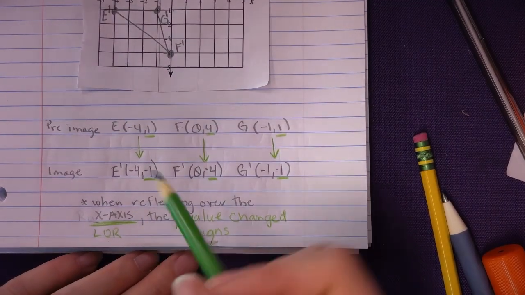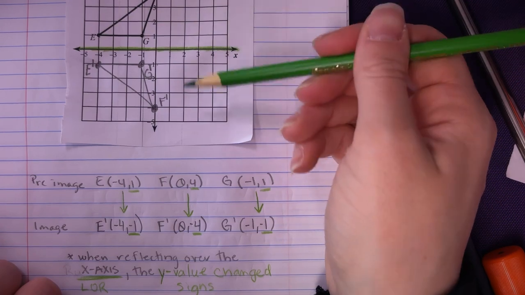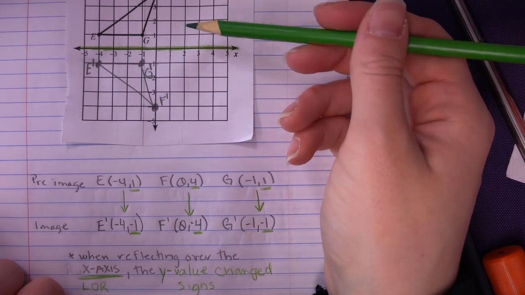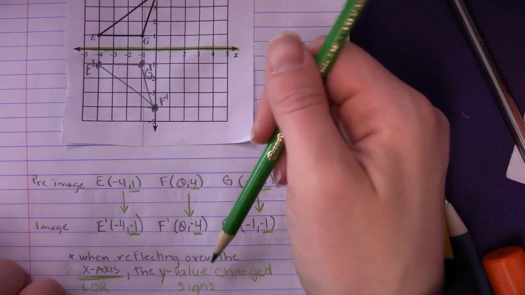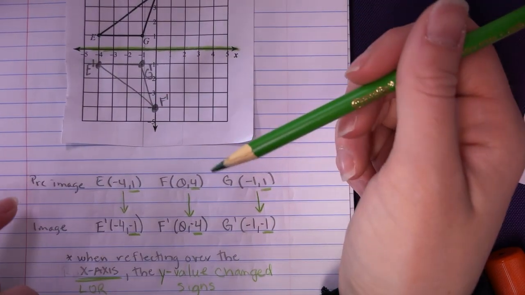So that kind of makes sense because we're just going over the x-axis, right? The x value isn't going to change if I go up or down. But when you go up or down, right, y values change. So that is kind of fun to think about.